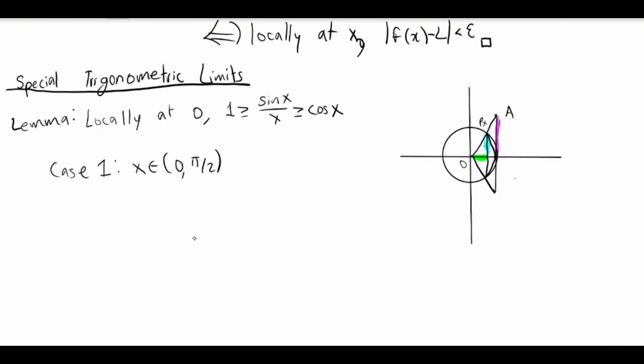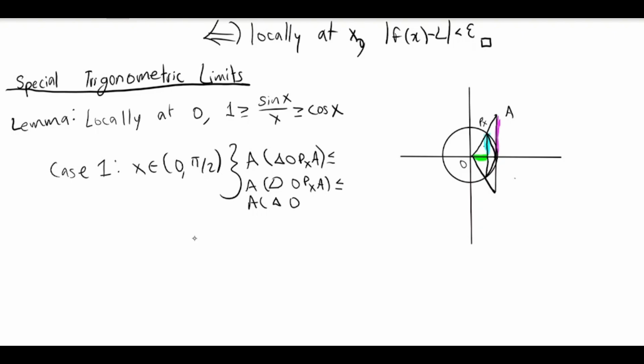So what does this mean? Well, this basically means that the area of what triangle are we looking at? Triangle OPxA is going to be less than or equal to the area of sector. What sector are we talking about? OPxA still, which is less than or equal to the area of the big triangle.